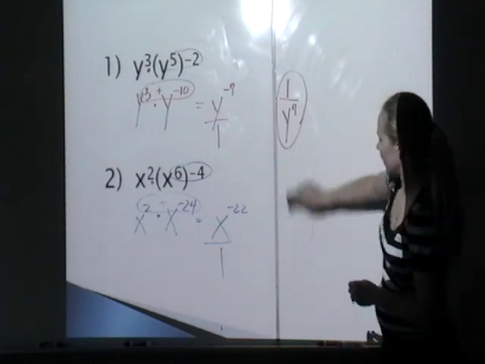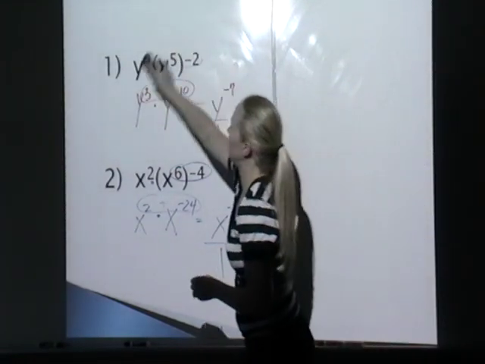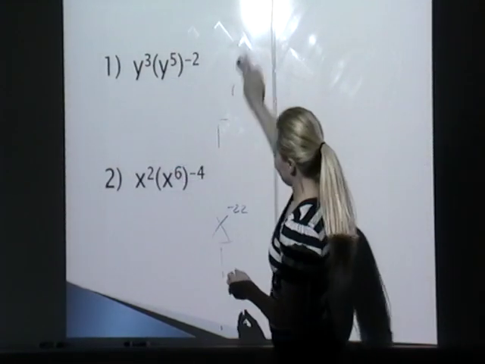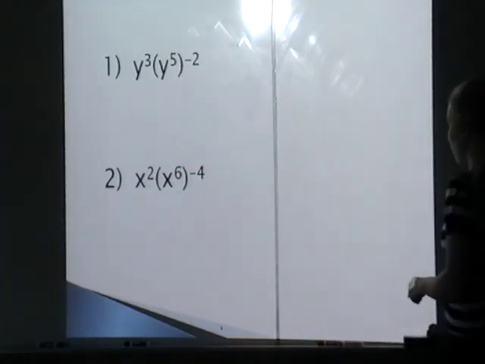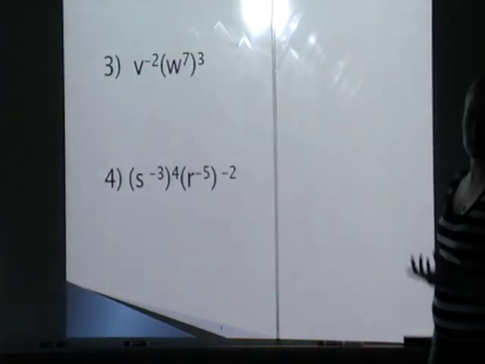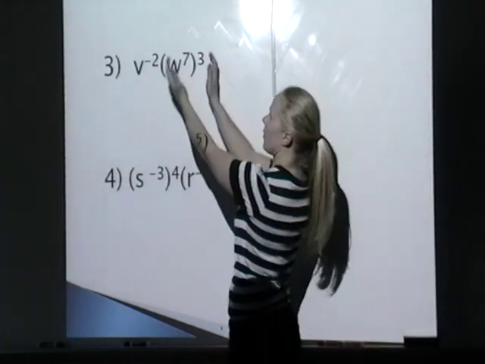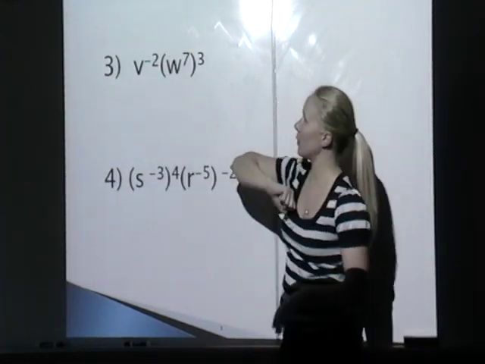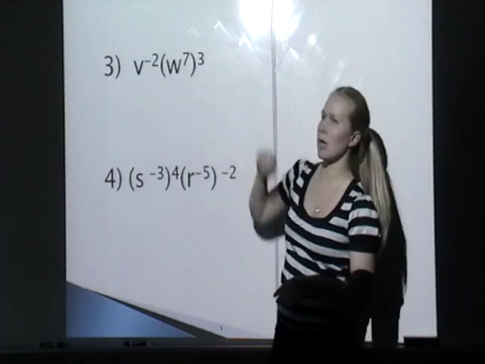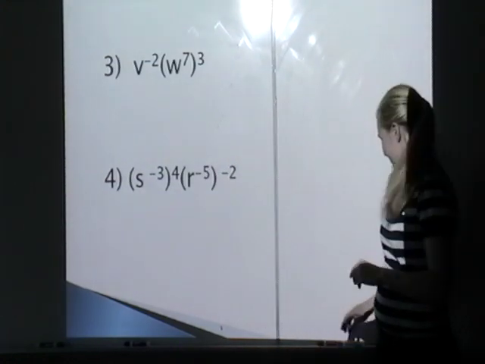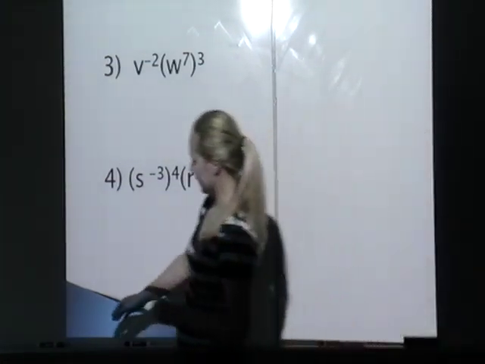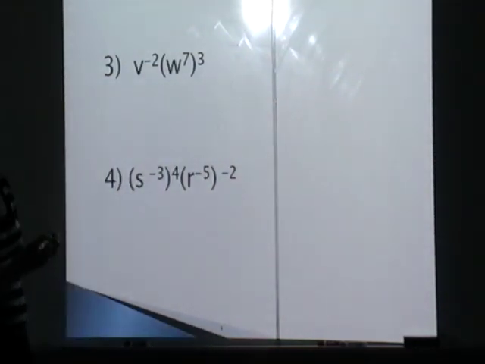All right, ready for number 3? I'll be taking you through 5 examples today. So here's number 3. Go ahead and write number 3 down. We got v to the negative 2nd power. We're going to multiply that, you see that with parentheses, by this power, w to the 7th power. And that power is raised to the 3rd power. So get ready to simplify here.